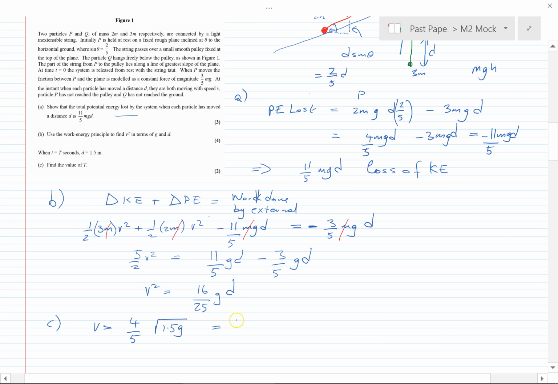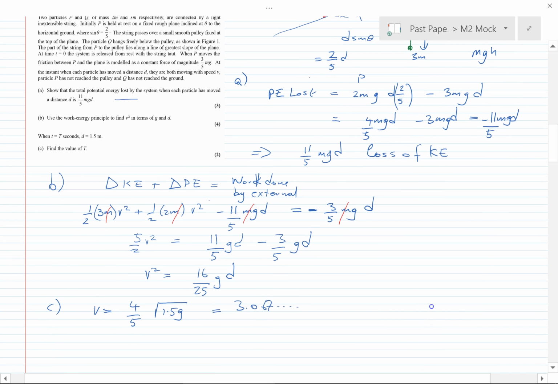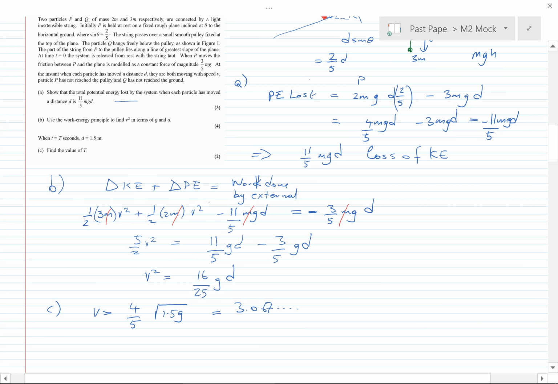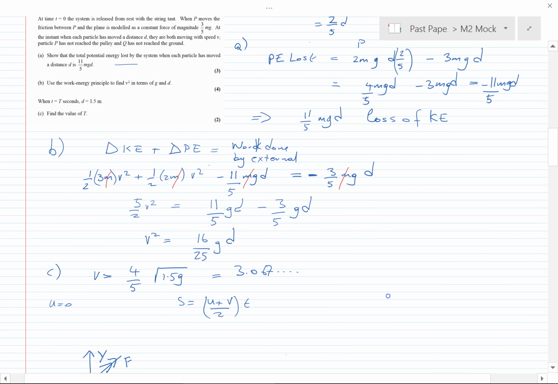I'm going to store that on my calculator. It's 3.067, a lot of stuff there. But the thing to note here is it is accelerating. We don't need to work out the acceleration. It is acceptable to work it out, but it says it's released from rest, so that must mean that u equals 0. So we can use s is equal to u plus v over 2 times t to work out the time taken.